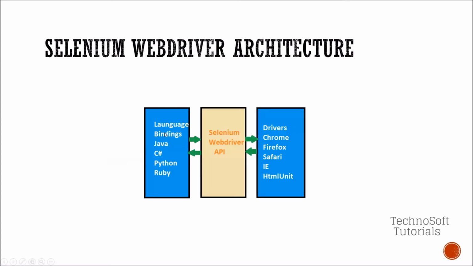Language bindings: as we have seen, Selenium supports different languages like Java, C Sharp, Python, Ruby. So whatever language you choose, you need to have a binding for that language. Then for the drivers, whatever browser you choose, you need to have a driver for that browser. We'll talk more about drivers in the next videos. So how does this communication happen between the three? Let's look at that.